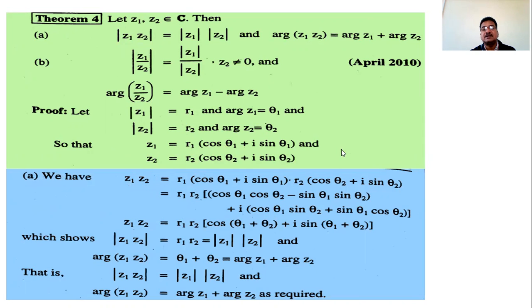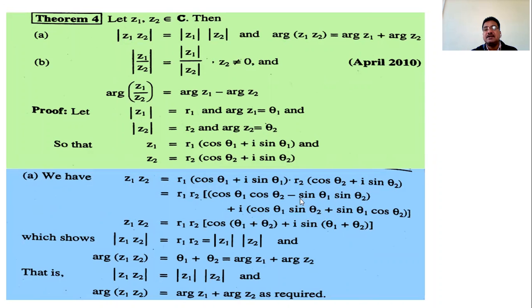z1 is this and z2 is this. So r1 into r2 is simple multiplication, and then the multiplication of these two brackets. We have four terms: cos theta1 cos theta2, then i cos theta1 sin theta2, then i sin theta1 cos theta2, and the last term is i square sin theta1 sin theta2.